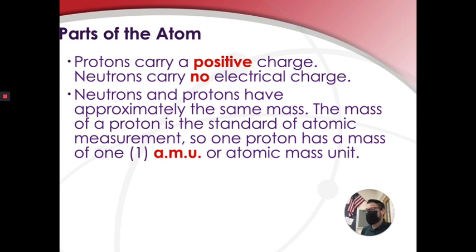So the mass of an atom is measured in the total number of protons and the total number of neutrons found in the nucleus of that atom. And you're going to get what is called a mass number, which is measured in AMUs.